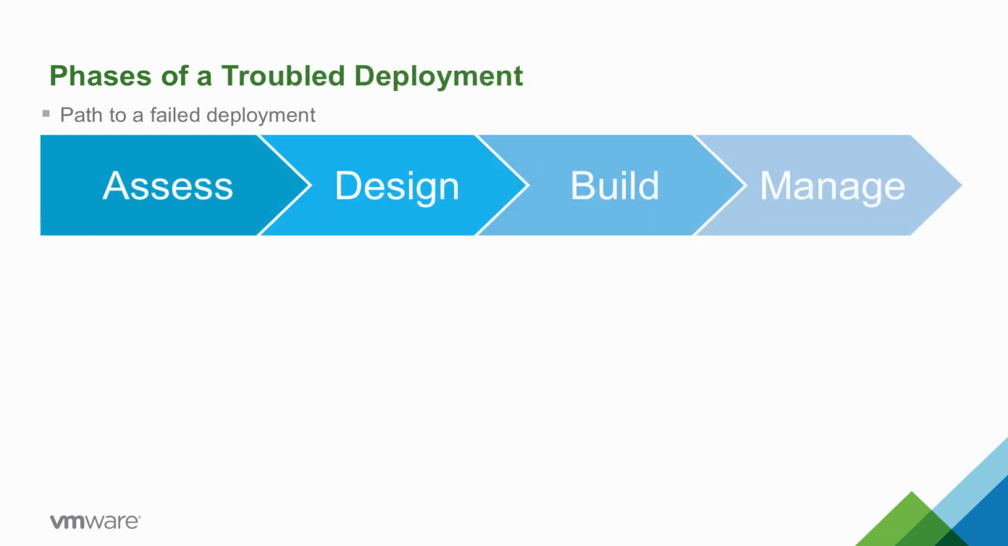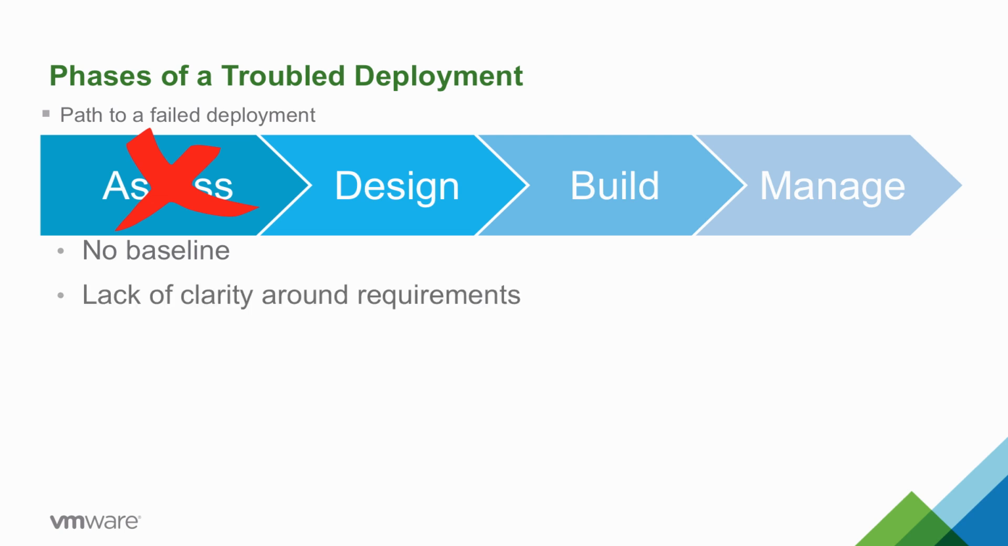The way to ensure a troubled or potentially failed deployment is to skip the assess phase. This is a problem that a lot of customers have encountered, so we like to talk about it in detail. It means we don't have a baseline, we don't understand what the requirements are for our customers and use cases, and we often miss important requirements that will be a problem as we go into the design and build phase. And we have poor assumptions.